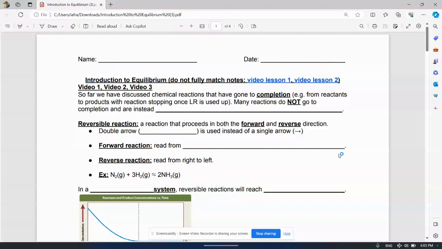In this video, we're going to take a look at the concept of equilibrium. So this is an introduction to chemical and physical equilibrium. In fact, equilibria of all types. So far in your chemistry journey, you've studied reactions that have gone to what's called completion.